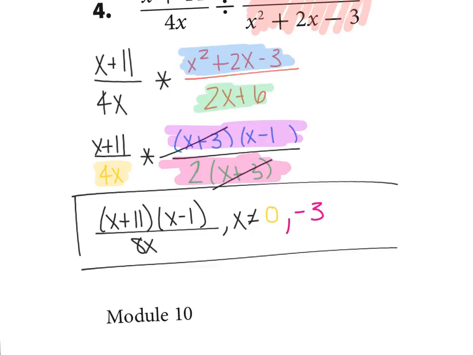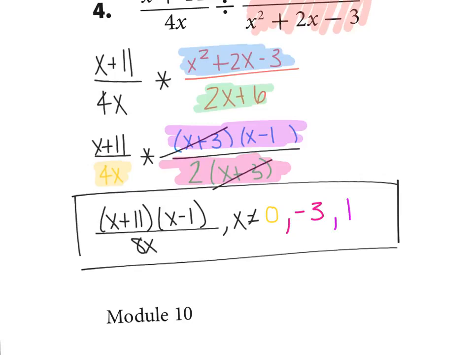What about x minus 1? What's that excluded value? 1. So that would be my final answer: x plus 11 times x minus 1 over 8x. But x cannot be 0, -3, or 1.